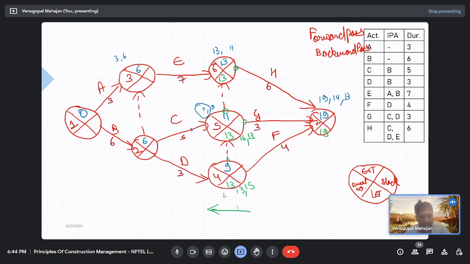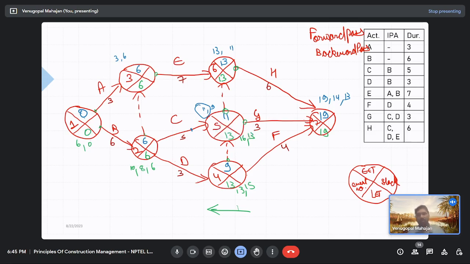Can you guys follow the backward pass? Okay, now coming to event number 2, you have got three arrows. So let's see event number 3 first. Only one tail, so 13 minus 7 is 6. Now event 3: 13 minus 3 could be 10, or 13 minus 5 could be 8, or it could be 6. So the minimum value is 6. Similarly, coming to event number 1, 2 arrows, 2 tails. Either it could be 6 or 0. So 0. Backward pass done.